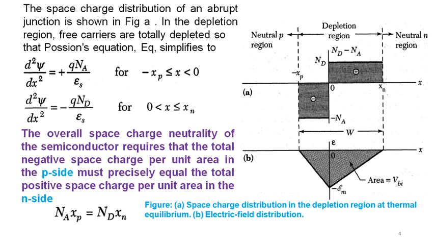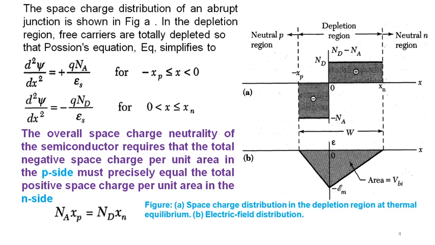In this depletion region, the free carriers are totally depleted, and you know that the depletion region with both carriers is charge neutral. Then we can simplify here by using Poisson's equation: d2 psi by dx square equals q NA by epsilon s within the boundary condition minus xp to 0, and 0 to xn, it is minus q ND by epsilon s. By using Poisson's equation we write for both the n region and p region.